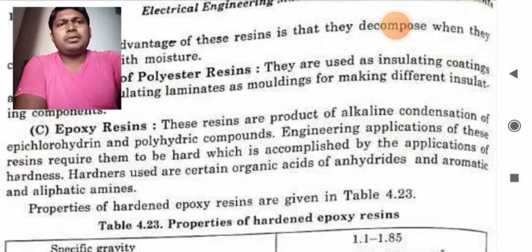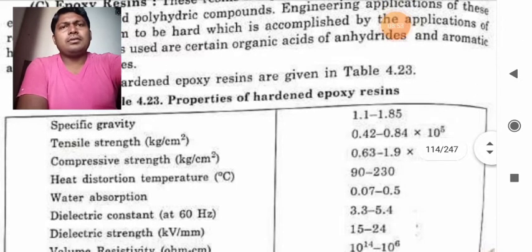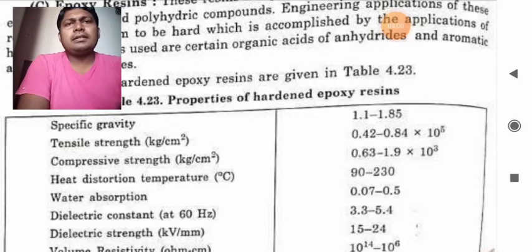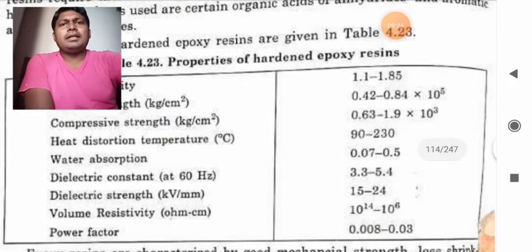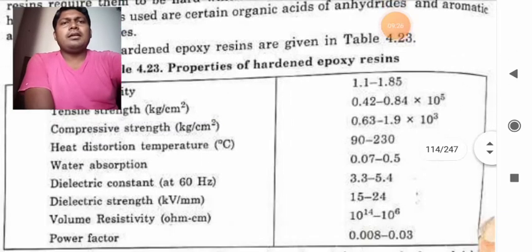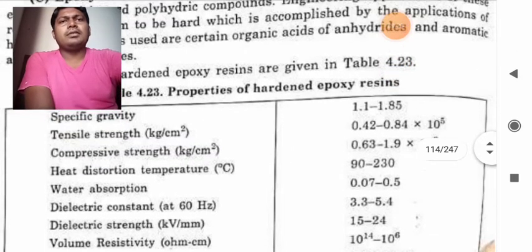So what are the properties? Let us have a look. Specific gravity, tensile strength in kg per centimeter square, compressive strength in kg per centimeter square, heat distortion temperature in degree centigrade, water absorption, dielectric constant at 60 Hz, dielectric strength in kilovolt per mm, volume resistivity and power factor, and their values are correspondingly shown in the table.